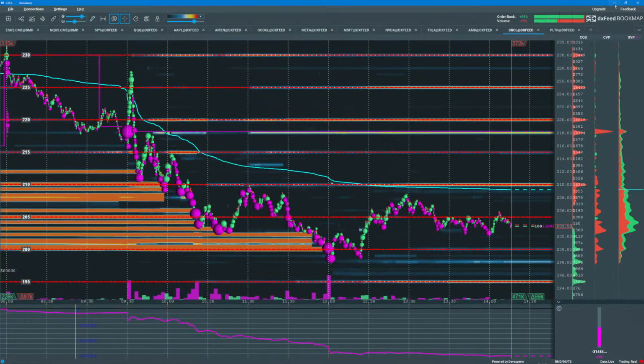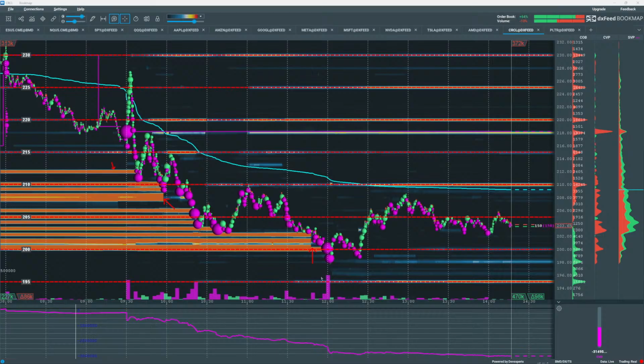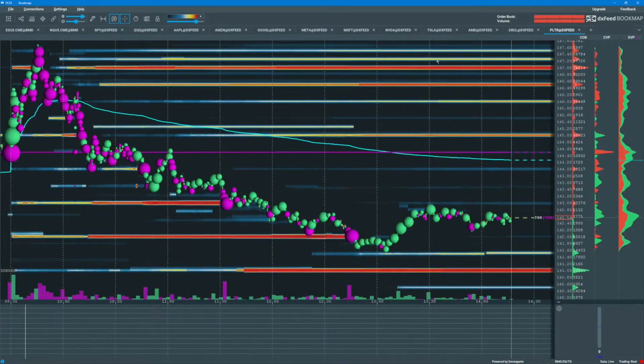All right, back to Bookmap. All right, so there's the 200 level. And note all the liquidity there. All the limit buy orders from right around 212 down to 200. And it looks like most of those were consumed. Looks like these orders were pulled there. So some more orders pulled as well. But it looks like the orders at 200 were definitely consumed. All right, that's Circle. And then last stock that has been very bullish recently, Palantir.